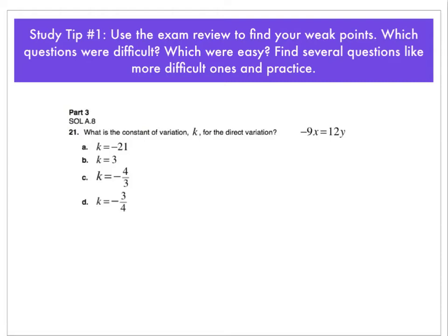So question 21 on the exam is going to be one that asks you to find the constant of variation for a direct variation given the equation. So you have your equation right here, and we need to find the constant of variation k. So the first thing I should be doing is thinking about, well, what makes a direct variation? y equals k times x. So that means I want to take this equation and solve for y.